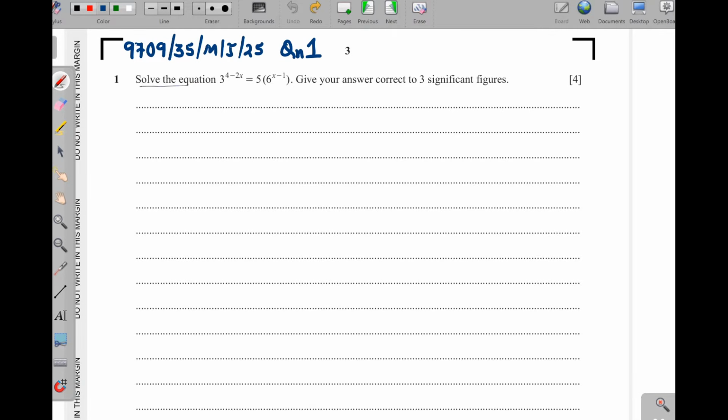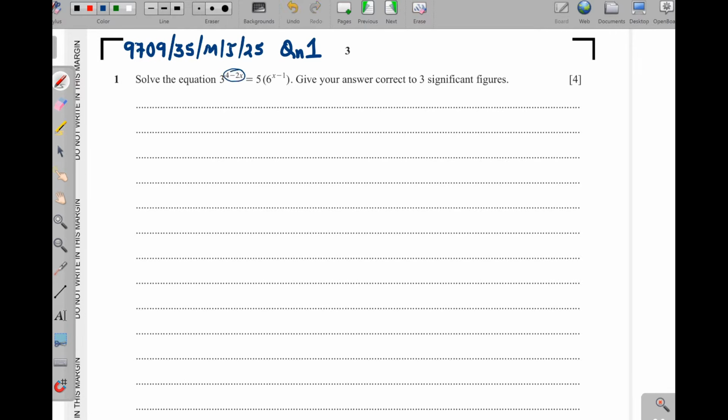Question 1, solve the equation, this one here, give your answer correct to 3 significant figures. This is what we call an exponential equation. Now, there are 2 methods I'm going to use. Pick the one which is simpler for you, okay? Method 1, I'm going to use indices, okay?